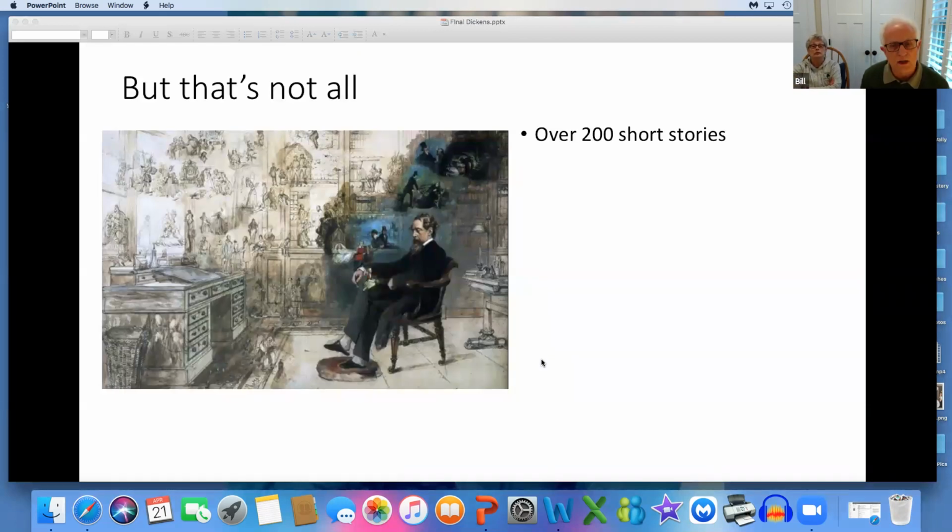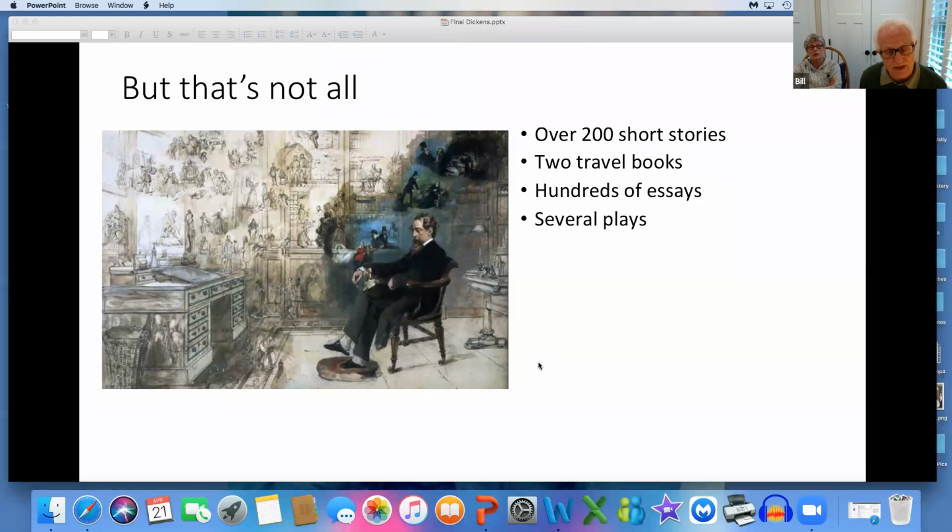That's not all. He wrote over 200 short stories, 2 travel books, hundreds of essays, because actually these magazines that he was editing, he did most of them, although he did have a cadre of writers who worked with him. Several plays, which he mostly would co-author. Writing for the stage and writing fiction, different.